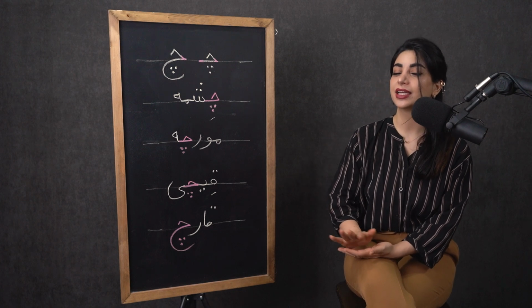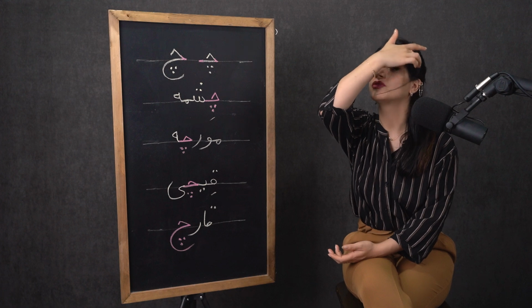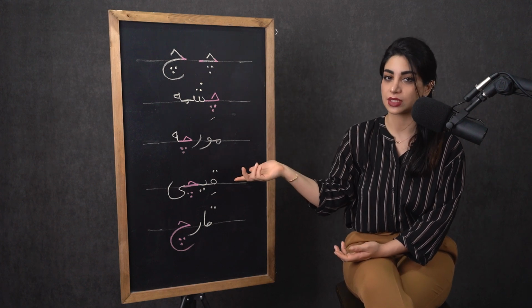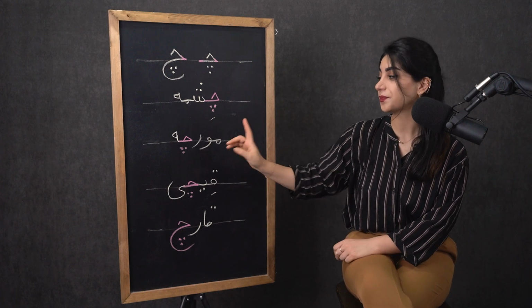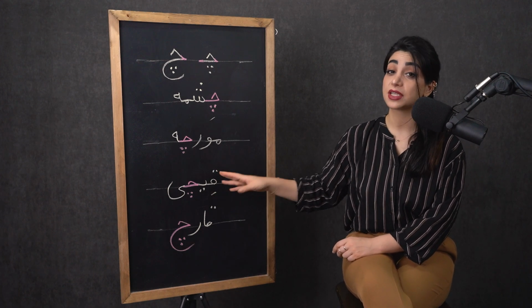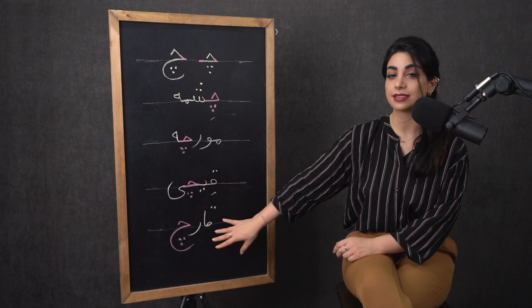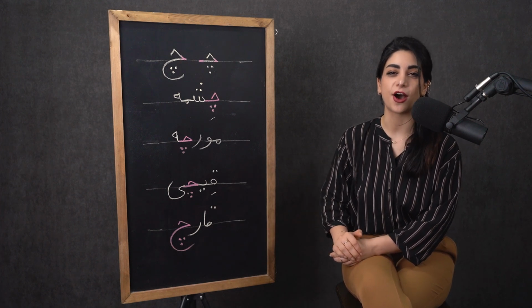And the next one, instead of saying spring or fountain like before, we say چشمه. This one's easy, you already know that. Instead of saying ant, we say مورچه. Instead of saying scissors, we say قیچی. And instead of saying mushroom, we say قارچ.